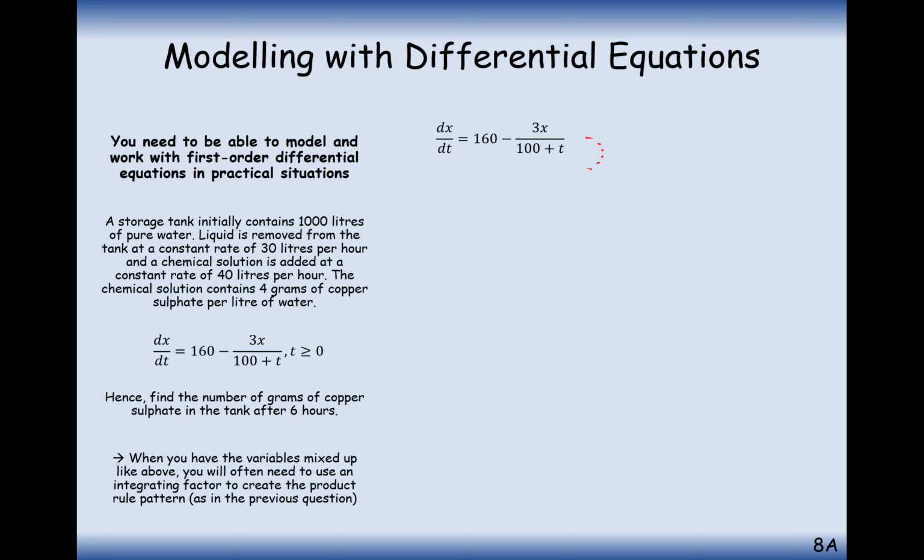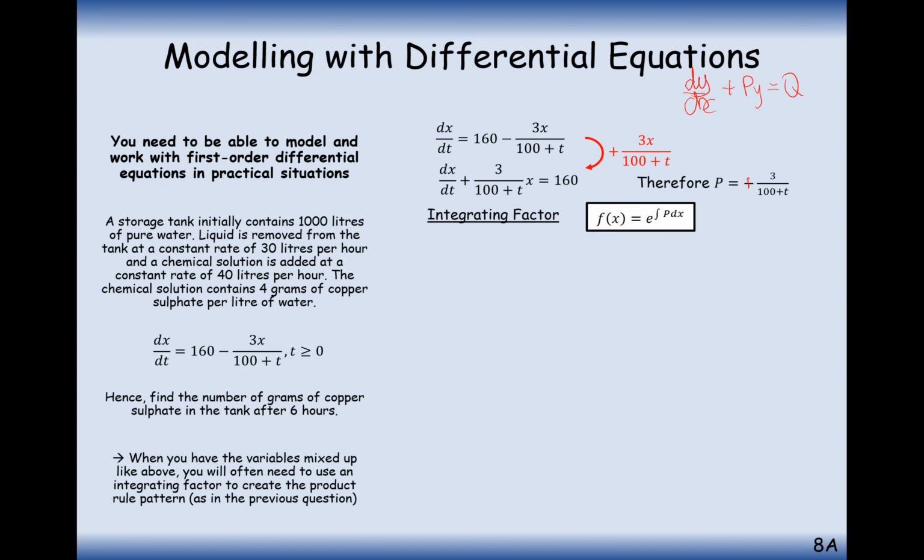What we'll have to do here is move the 3x over 100 plus t onto the other side and then solve it like we would a dy by dx plus py equals q equation, where we need to use an integrating factor, and p is the function that's in front of the dependent variable. So p is therefore positive 3 over 100 plus t.